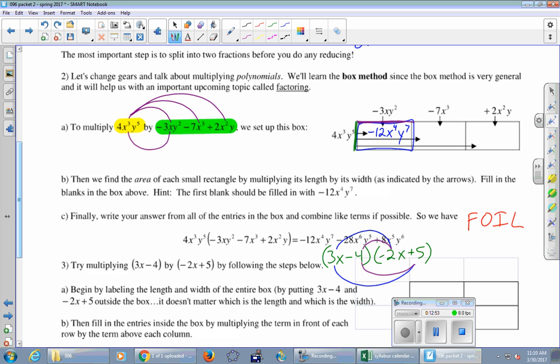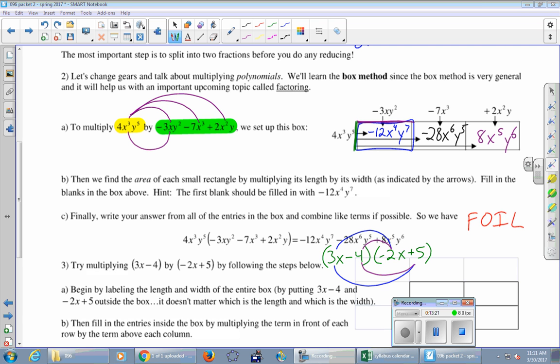Go ahead and fill that in. And fill in the other two boxes as well. You are looking for the area of each box. We're multiplying its length by its width. Okay, so if you've got your boxes filled in, go ahead and check with mine. In the middle, I've got a negative 20. Wrong. Negative 28x to the 6th, y to the 5th. And then finally, 8x to the 5th, y to the 6th.